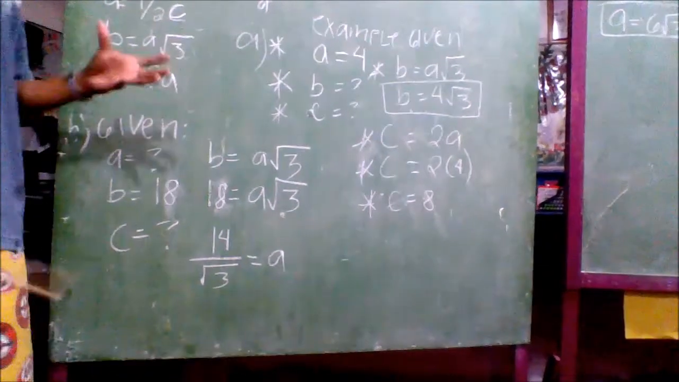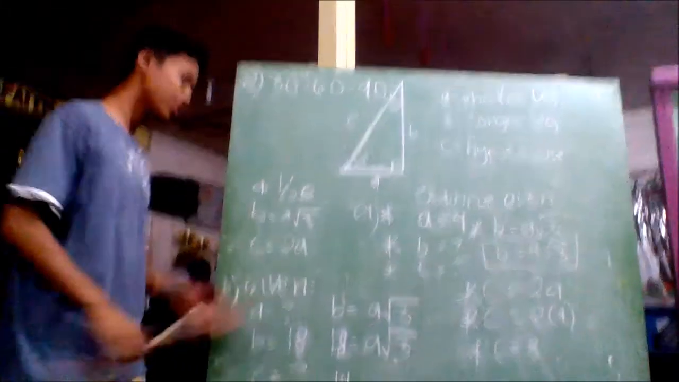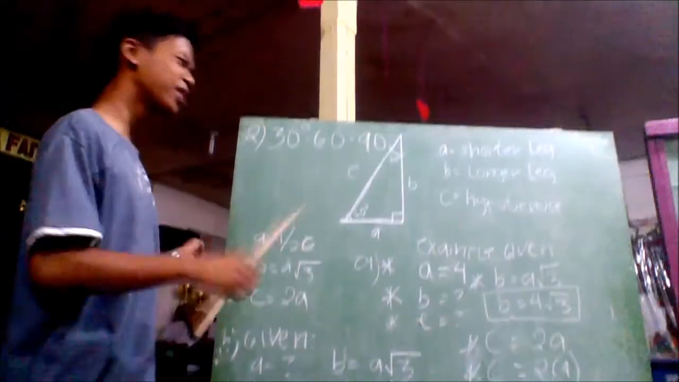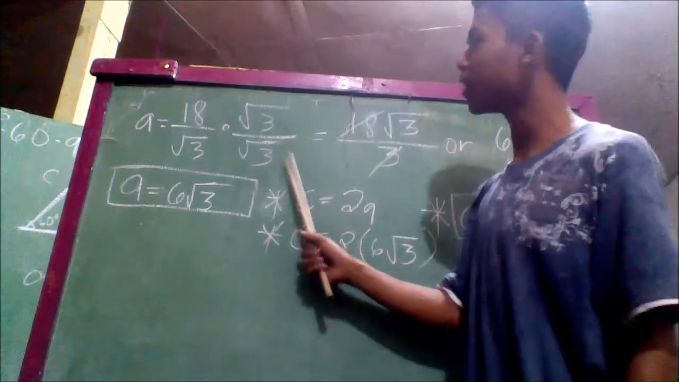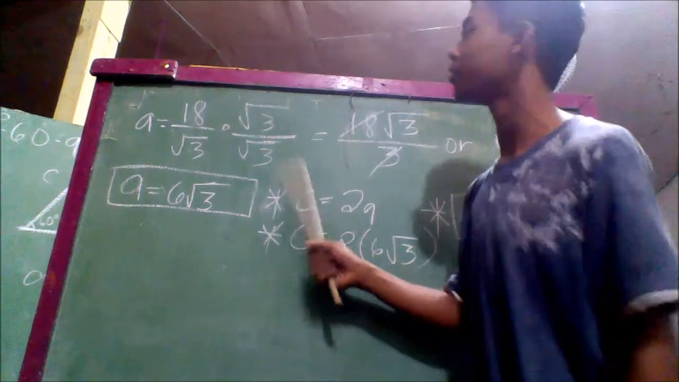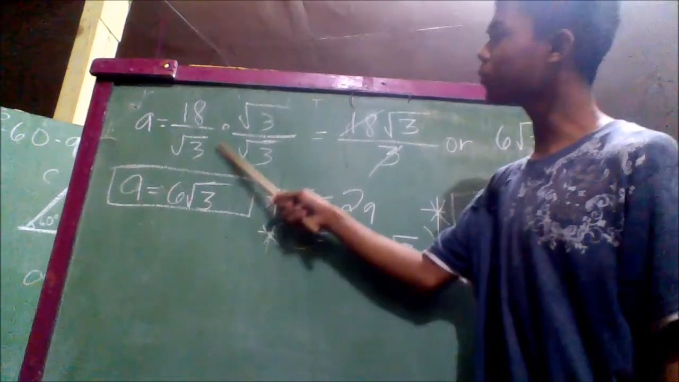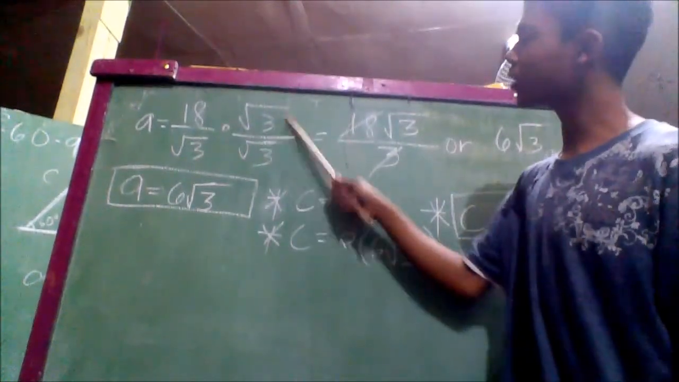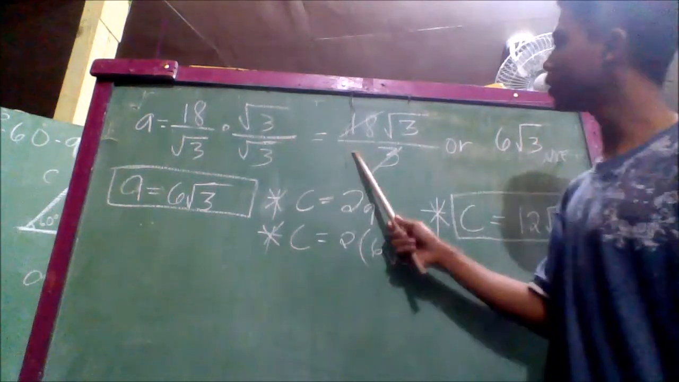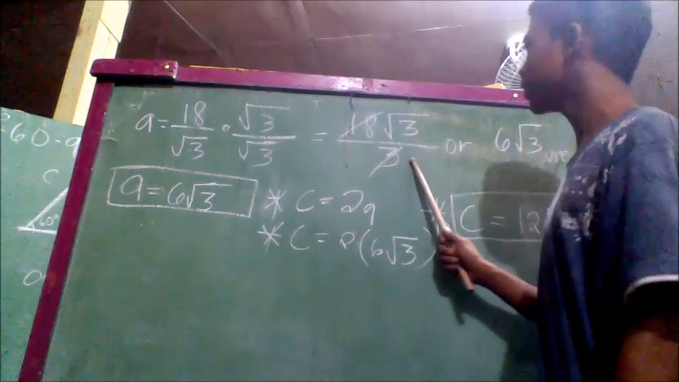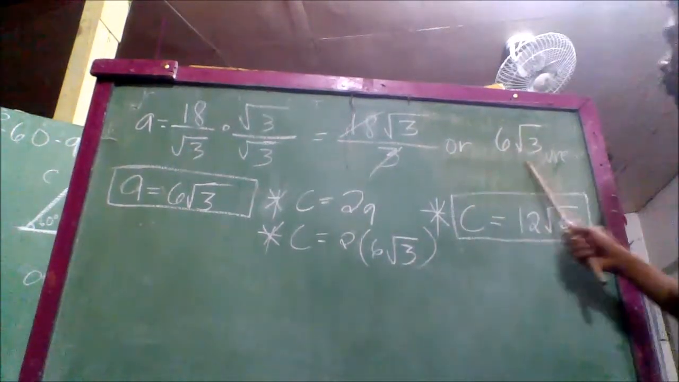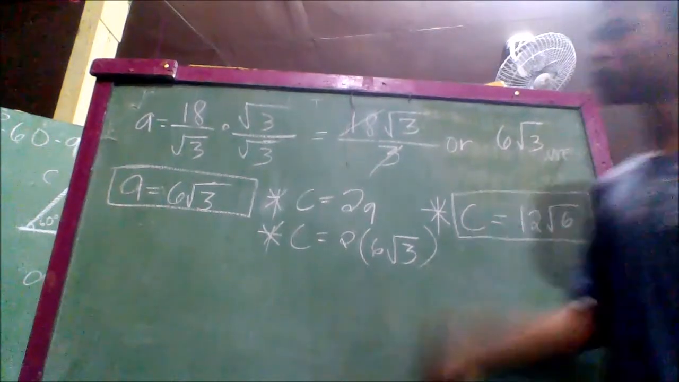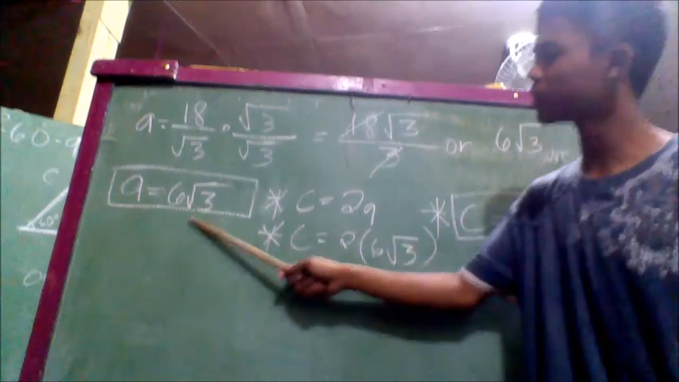But as we know from the first topic, the 45, 45, 90, the answer must not have a radical in the denominator. So we must rationalize the denominator by multiplying by it. 18 over square root of 3 multiplied by square root of 3 over square root of 3. The product will be 18 square root of 3 over 3. Using cancellation, the answer will be 6 square root of 3. So, we now know letter A. A is equal to 6 square root of 3.